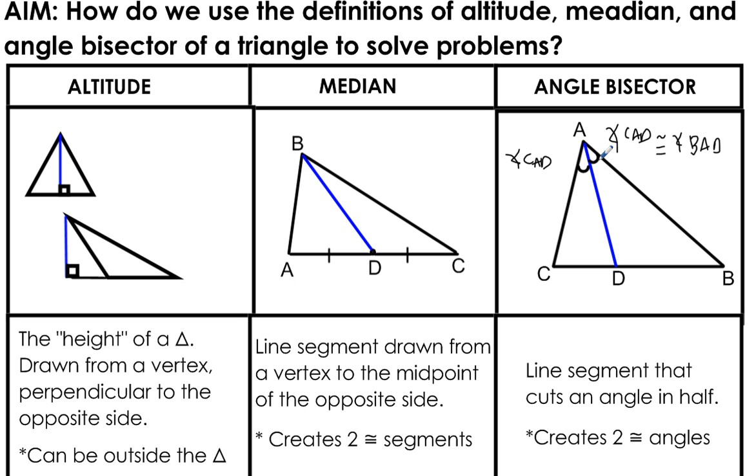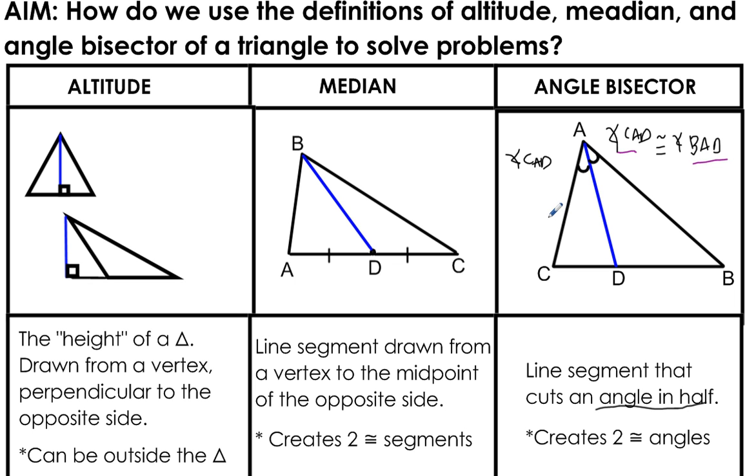And we denote that by using these little arcs. So AD is an angle bisector. Okay, AD is an angle bisector. Why? Because it is a line segment that cuts an angle in half. It creates two congruent angles. Which are those two angles? Angle CAD and angle BAD. These two angles are congruent to each other.